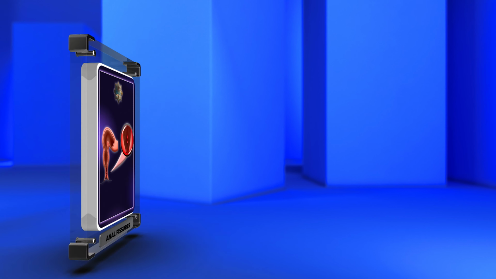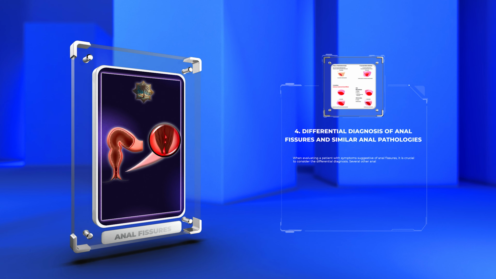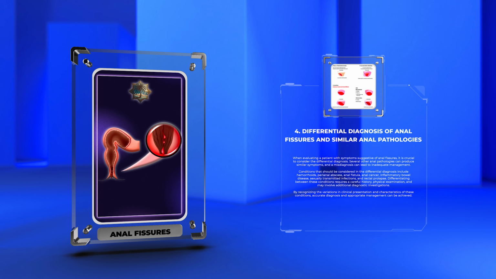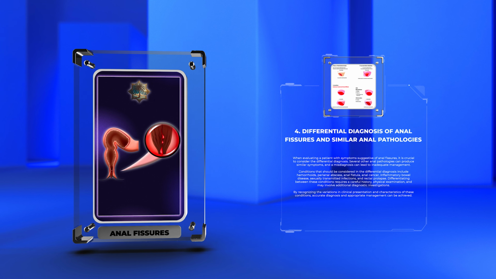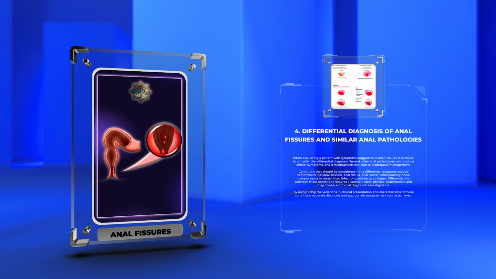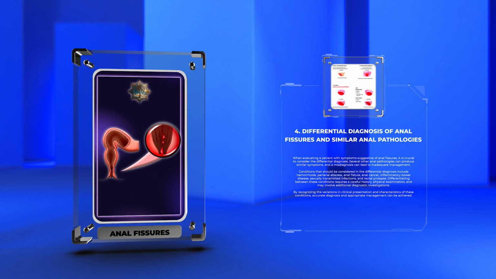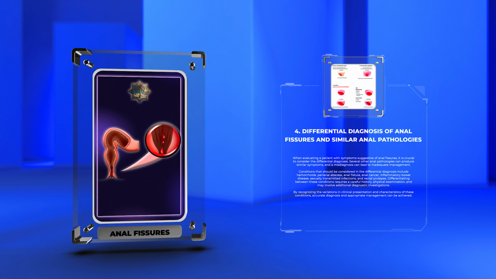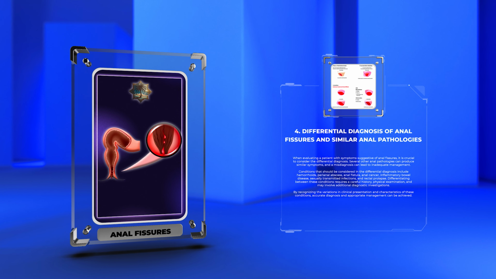When evaluating a patient with symptoms suggestive of anal fissures, it is crucial to consider the differential diagnosis. Several other anal pathologies can produce similar symptoms, and a misdiagnosis can lead to inadequate management. Conditions that should be considered include hemorrhoids, perianal abscess, anal fistula, anal cancer, inflammatory bowel disease, sexually transmitted infections, and rectal prolapse.